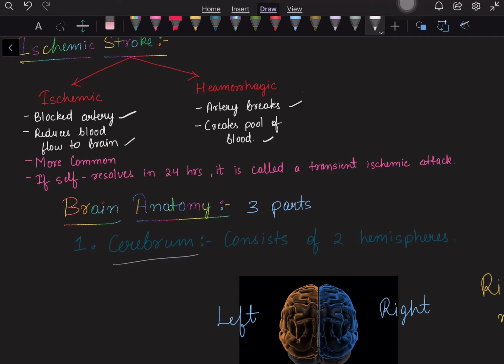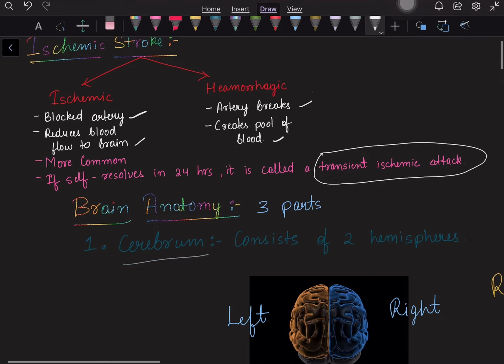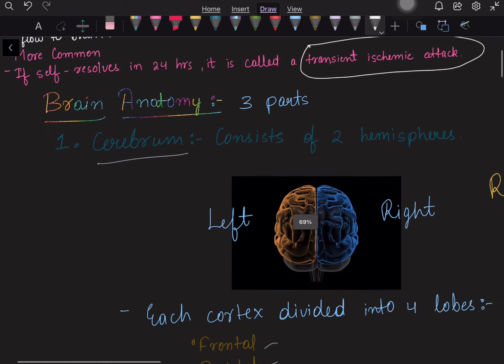Ischemic stroke is more common, but if it resolves itself within 24 hours, it is called a transient ischemic attack. To know the details about stroke, we should have a good knowledge of brain anatomy.